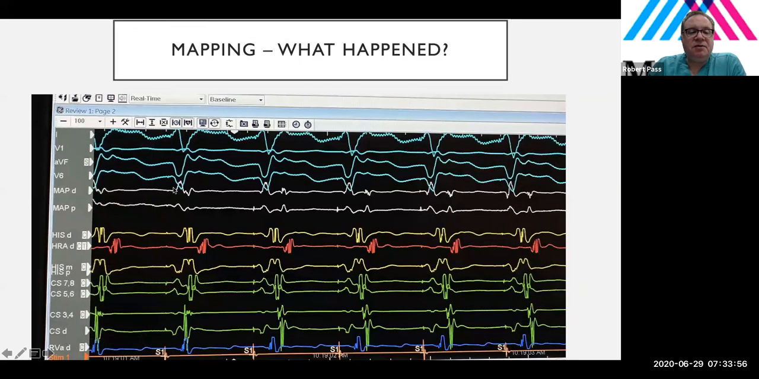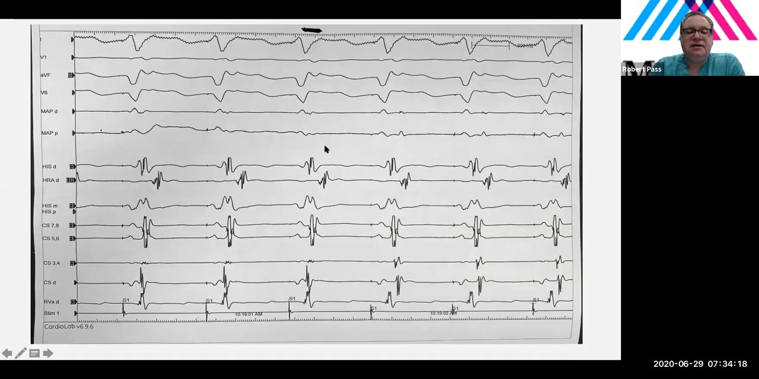So here we are, and we are pacing the LV, and we see that there is this very nice pattern that is eccentric with the earliest retrograde A in the CS distal. But then the pattern changes during mapping. I'll show it to you here on paper. It's the exact same tracings, just in black and white. So we see here that in the CS distal, the VA interval is tight, and you see clearly that this A is earlier than that A, or that A, or that A.